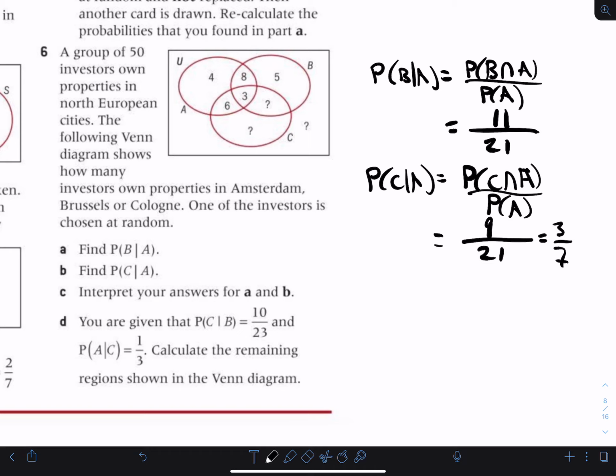Interpret your answers from A and B. No, I don't want to. I guess I have to. What does it mean? I'm finding the probability that somebody owns a property in Brussels, given that they own a property in Amsterdam. I would just write that as a sentence. That's it.